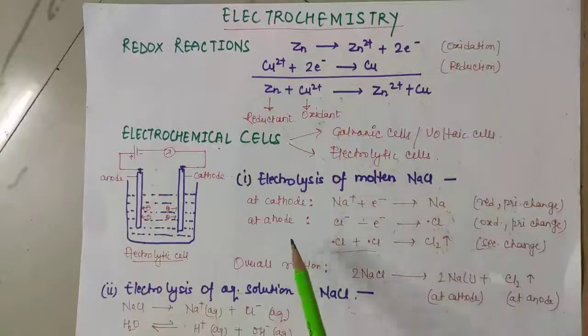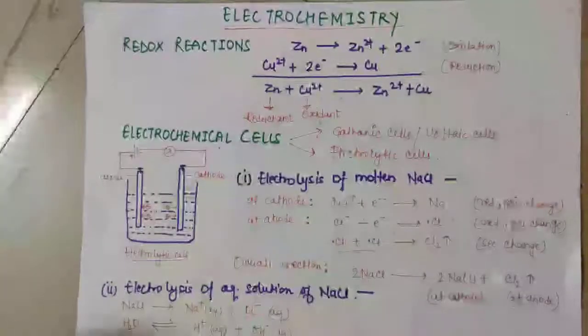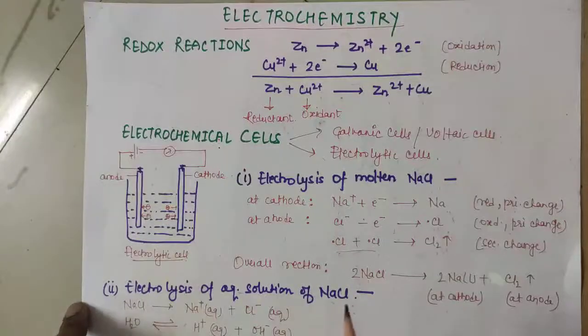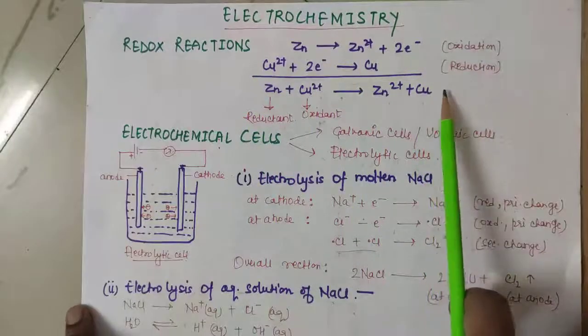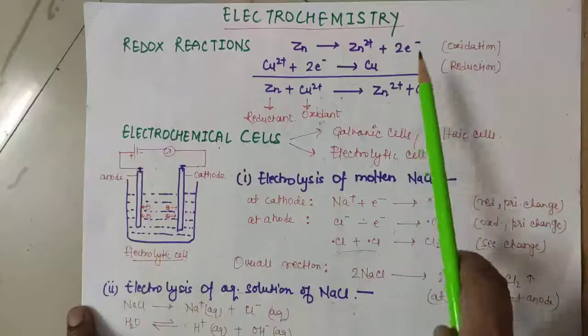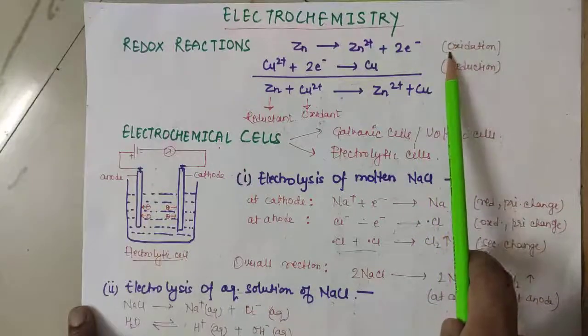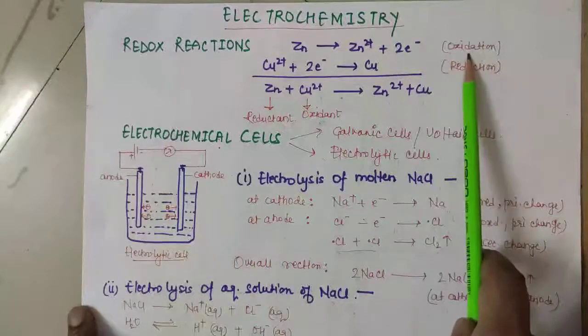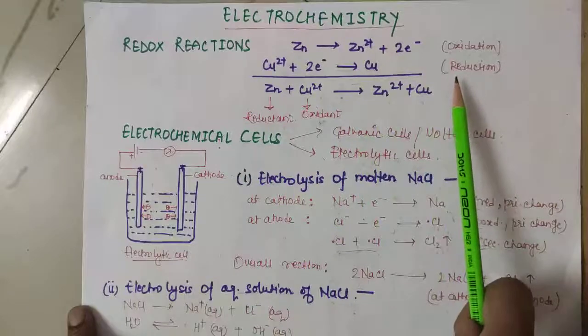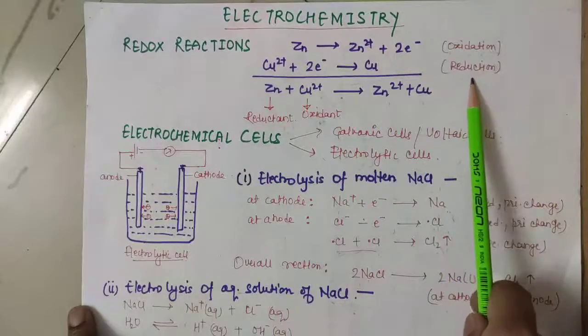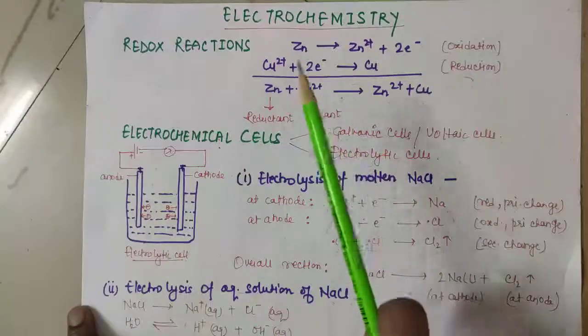Electrochemistry is the branch of science that deals with the chemical energy changes and electrical energy changes taking place in a redox reaction. Redox reactions, about which you have studied in your previous class, are reactions in which oxidation and reduction are taking place simultaneously. The species which is getting oxidized will be a good reducing agent, and the species which is getting reduced will be a good oxidizing agent.